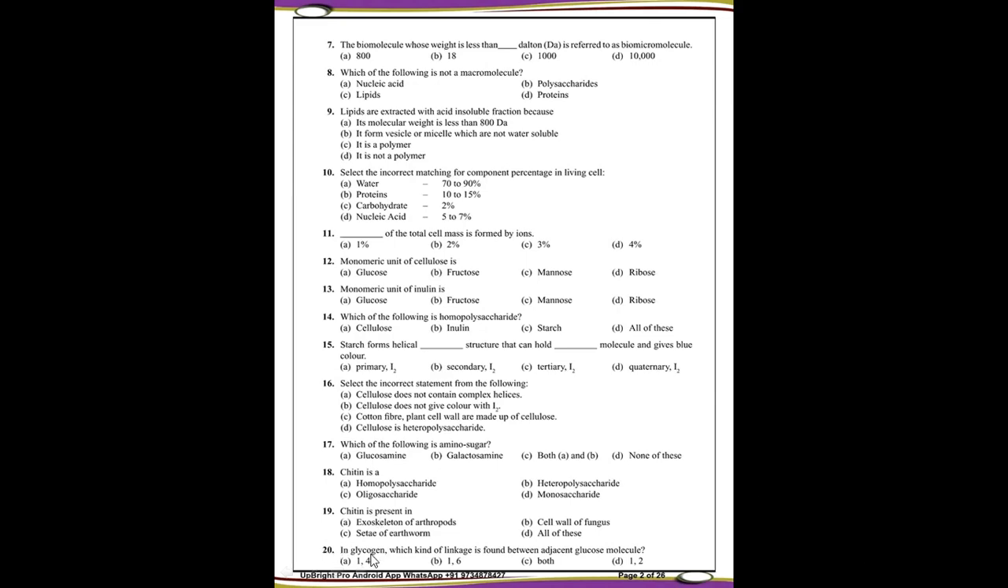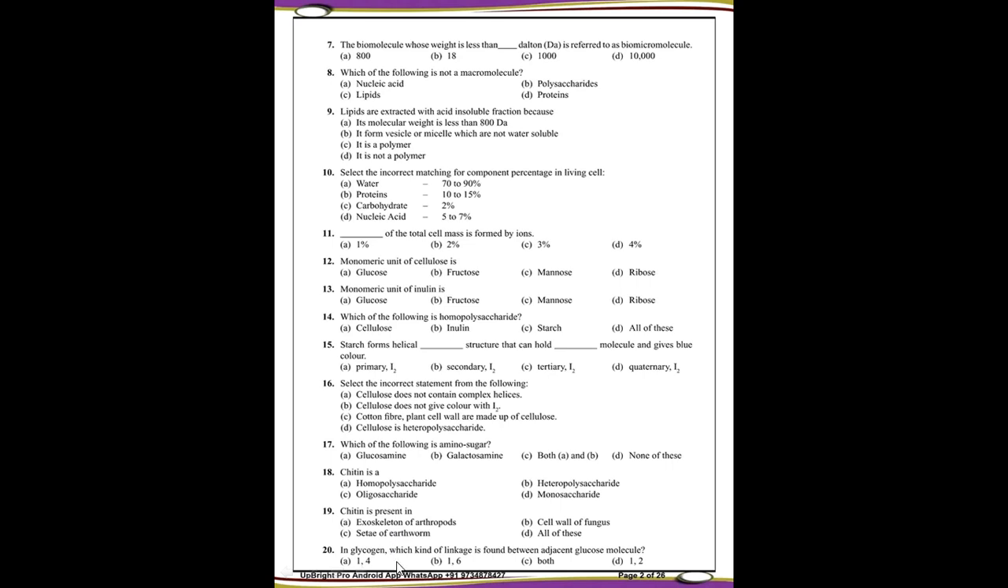Question 20. In glycogen, which kind of linkage is formed between the adjacent glucose molecules? So in glycogen, it forms an alpha 1,4 glycosidic bond between the adjacent glucose. So the answer for 20 is A.